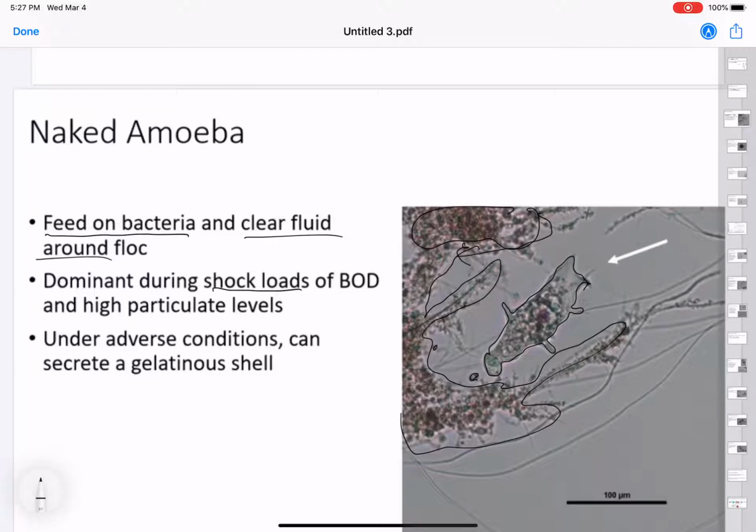Okay, shock load of what? If you have spikes of BOD, which is the organic content, if it is really high, you can see a lot of amoeba. And of course, if you have high BOD levels and high particulate levels, under adverse conditions, amoeba can secrete a gelatinous shell. Now it is a naked amoeba, but later on, if there are adverse conditions like toxicity, high concentration of BOD, or high particulate levels, you can see that it will have a gelatinous shell around it.